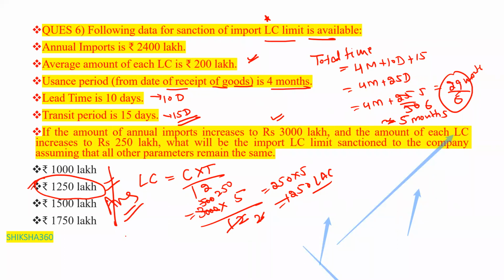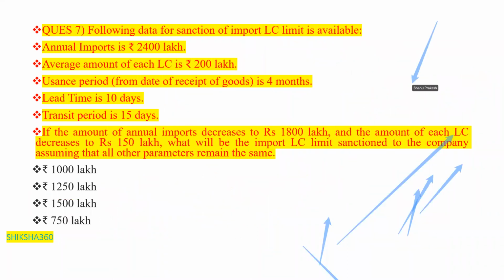If they ask any other type of question, they will ask this type of question. Now we will discuss one more question on the same concept. If the amount of annual imports decreases to rupees 1800 lakh and the amount of each LC decreases to rupees 150 lakh, what will be the import LC limit sanctioned to the company, assuming all other parameters remain the same?